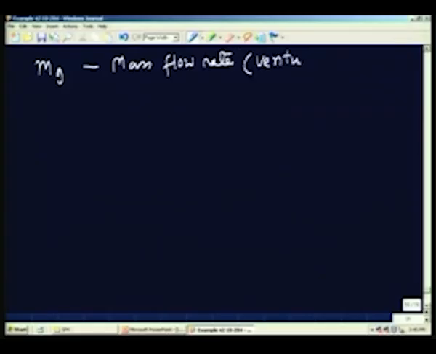So, let us assume that the mass flow rate of the gas is the mass flow rate which is measured by the venturi, and the mass flow rate of water is measured by the rotameter in this particular experiment. Okay. So, the energy balance is very simple.